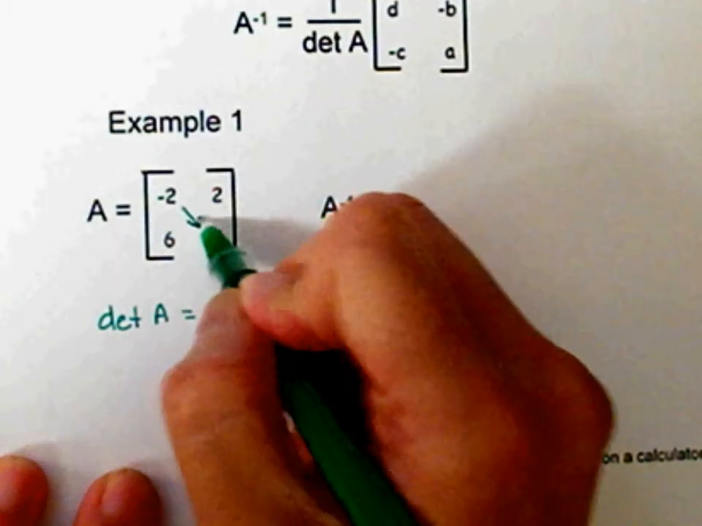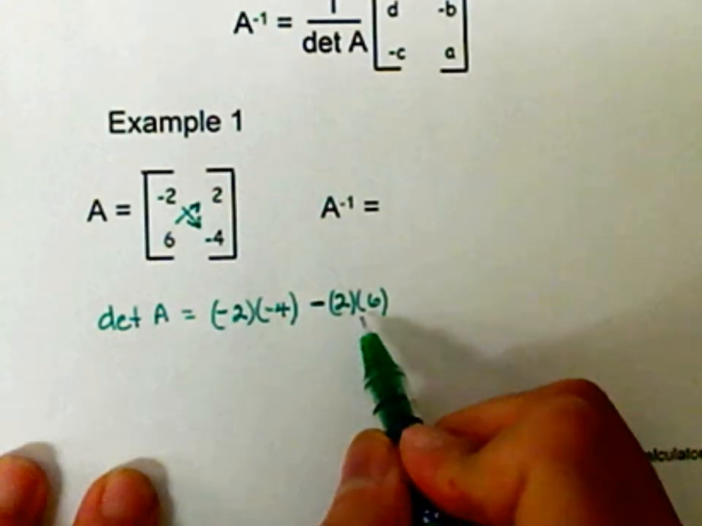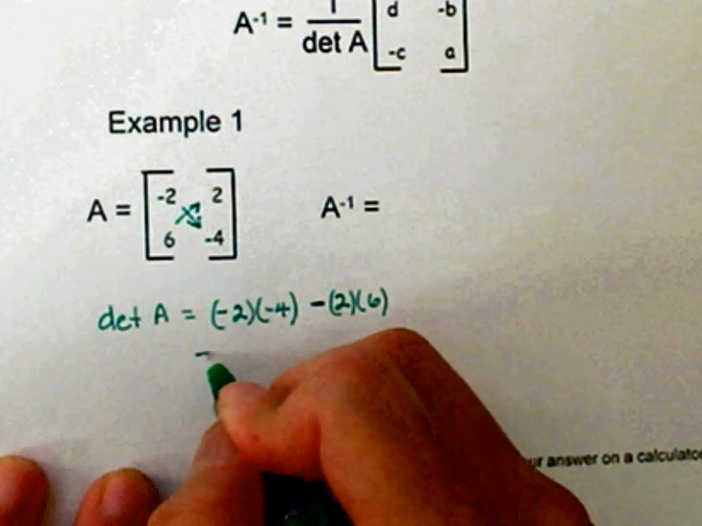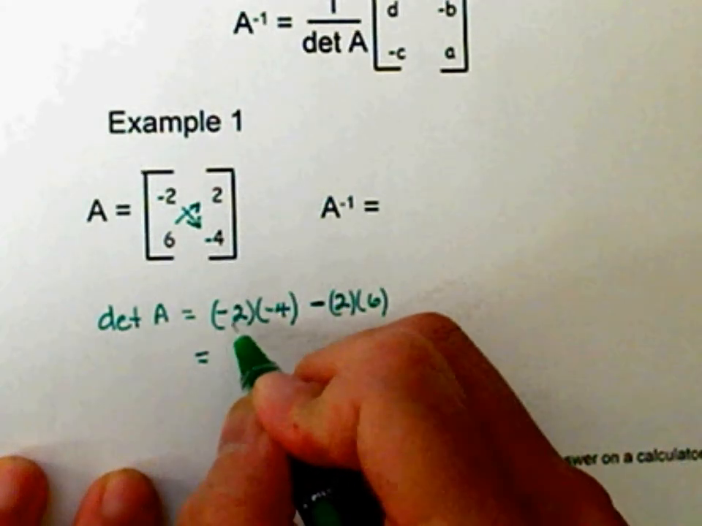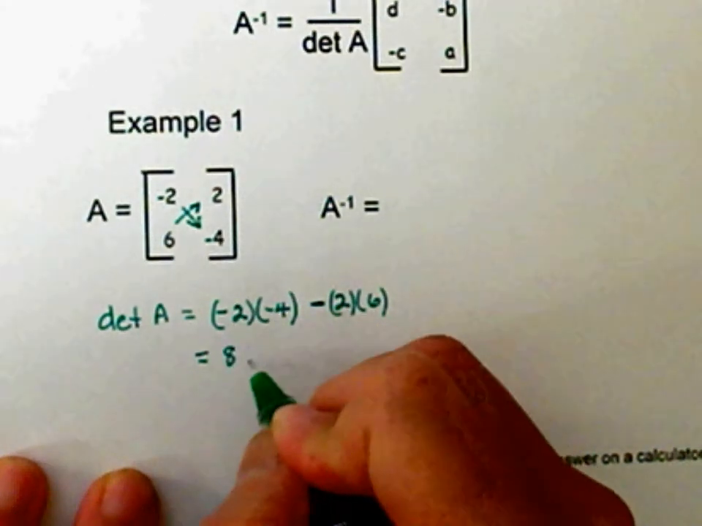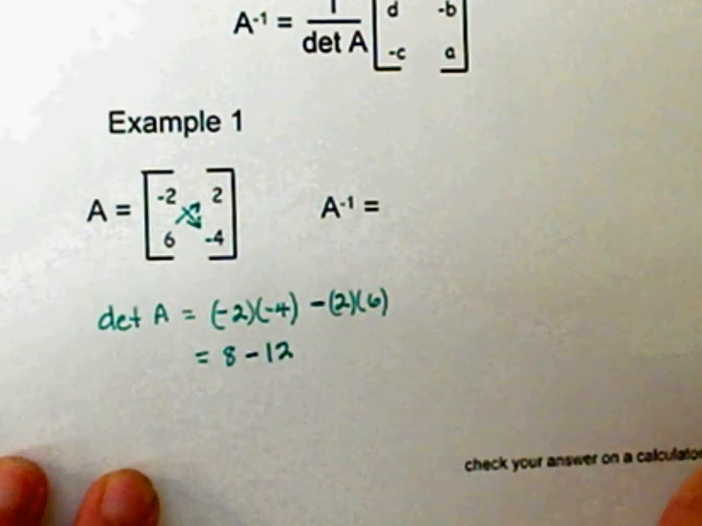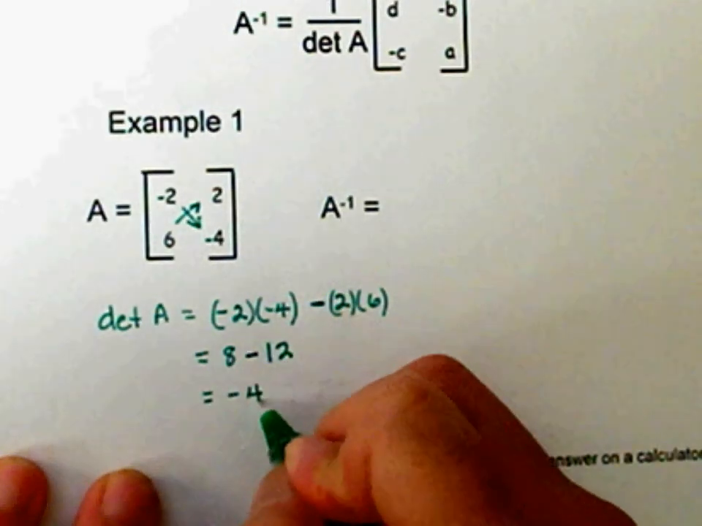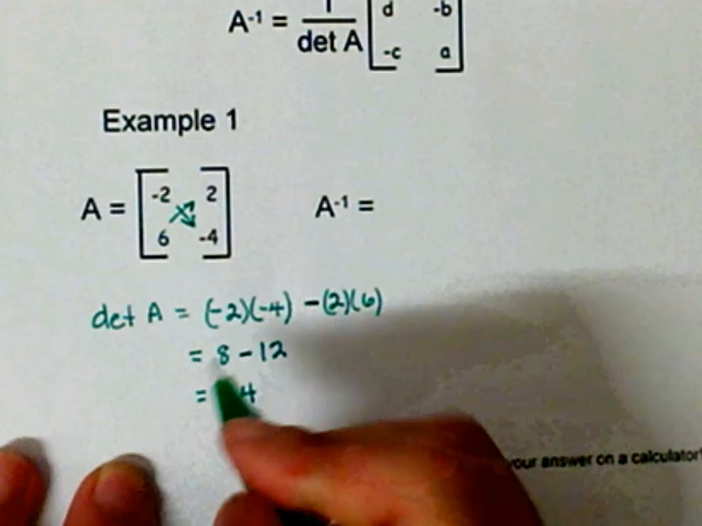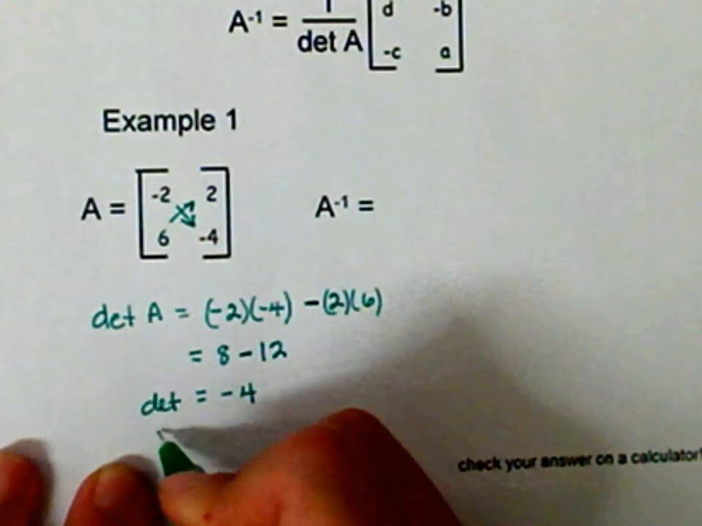And if you wrote 6 times 2, that's the same thing. So our determinant comes out to be negative 2 times negative 4 is 8, minus 12. So it comes out to be negative 4. That is your determinant for A.